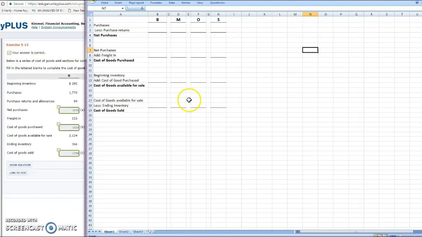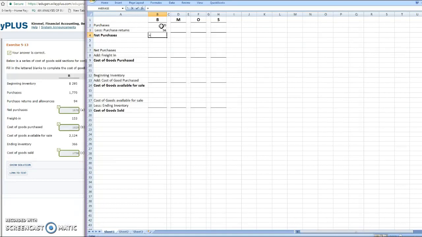So what I have in my Excel spreadsheet is a list, some little formulas that help us to find these missing amounts. So we know that the first one for company B, it asks for the net purchases. In our reading, we read that purchases less the purchase returns and allowances will give us our net purchases. So we'll go ahead and we will type that in. The purchases are 1,770 less purchase returns and allowances, which is 94.